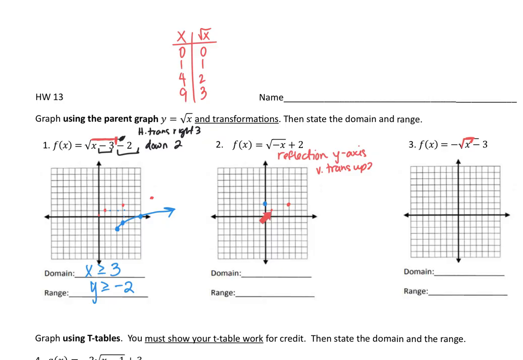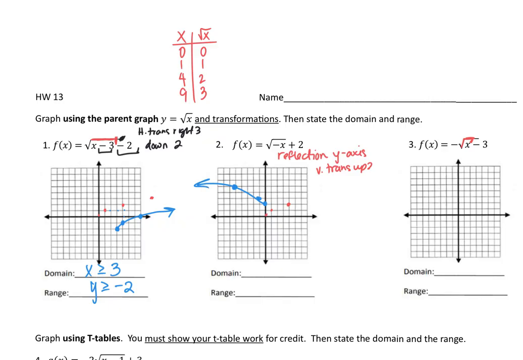The point at 1, 1 is going to reflect to -1, 1, and then go up 2. So it's going to be up here at 3. And this point at 4, 2, it's going to reflect over to -4, 2, and then up 2. And now it's at 4, because this point's already at 2. And so I'm going to be here, and then we'll connect that.